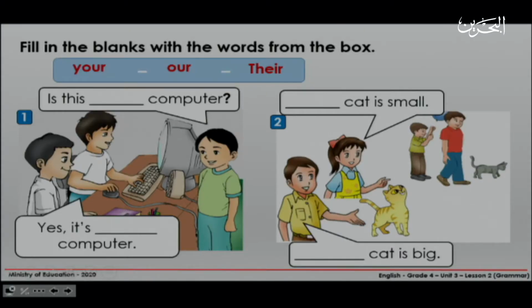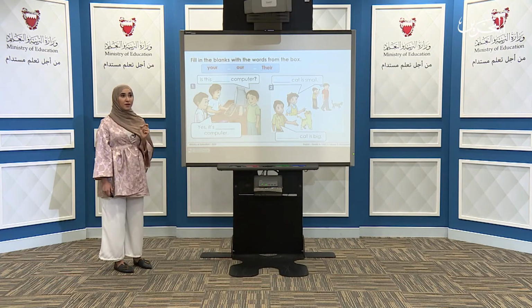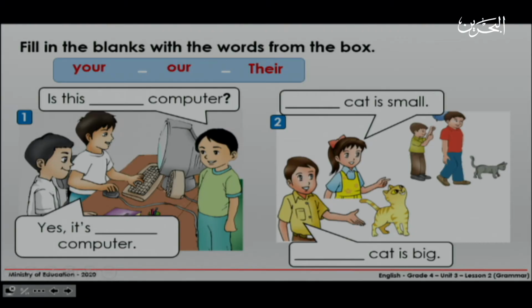Now, let's look at these words in the box. We are going to use them to fill in the blanks. Now, let's see the question number 1. Is this computer? Write down the answer on your board.